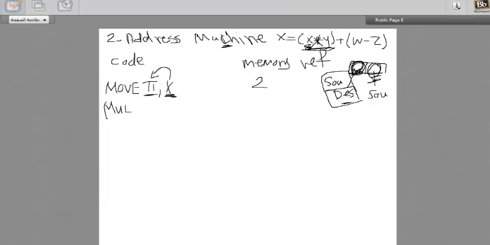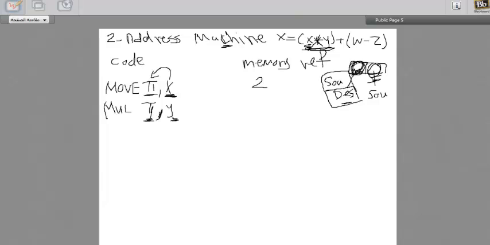Now we do our multiplication. We need to multiply t1, comma, y. So we have our source here, and we have our source and destination here. What we mean is we get the value of t1, multiply it by y, and again store the output in t1. So t1 is the source and destination.